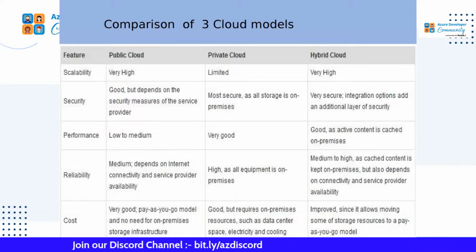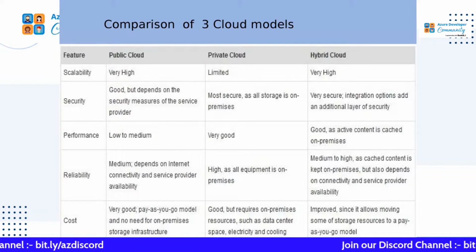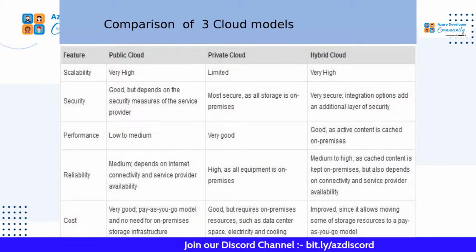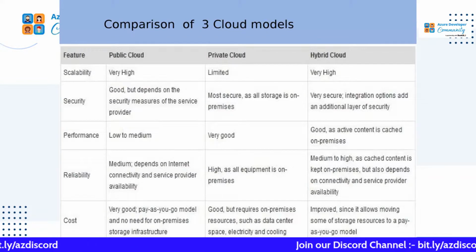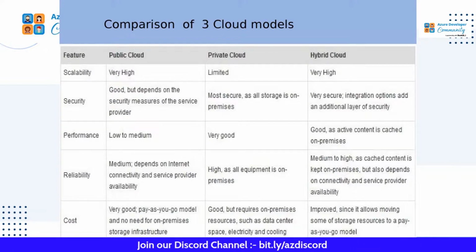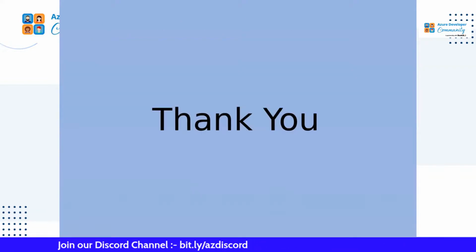When you're coming to hybrid, it's improved since it allows some flexibility. Imagine something on-premise is costing more, so you shift it to the cloud. So you can manage the cost by rotating from on-premise to the cloud. So I think that's all for the day.